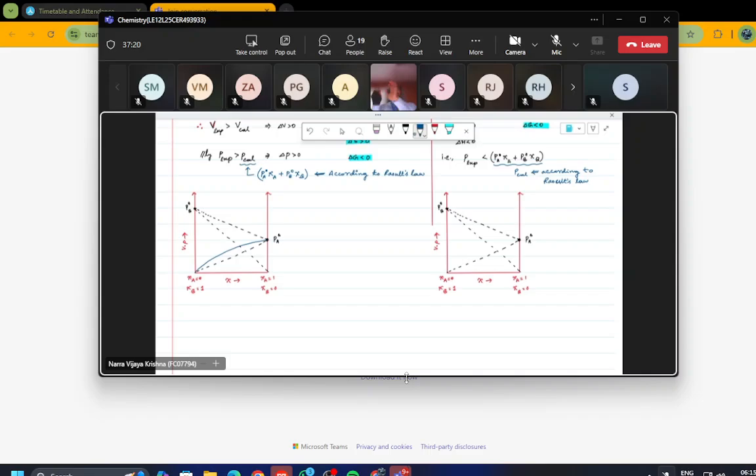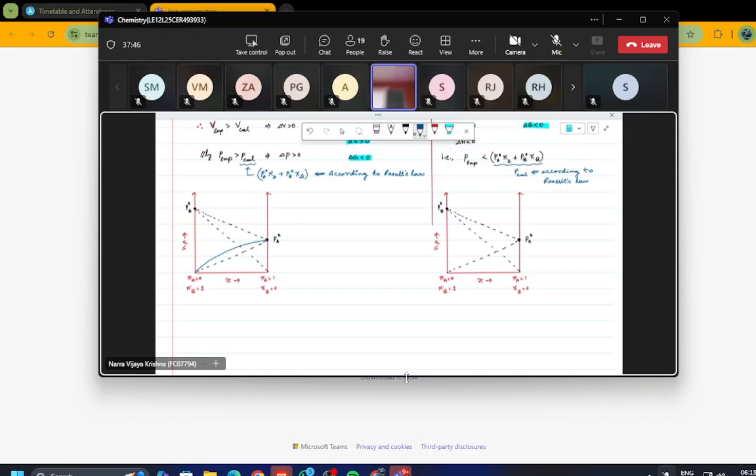It is showing positive deviation, means it is showing more pressure than expected. More pressure than expected means A is converting to vapor readily. At the same time, B is also converting to vapor readily. Reason: attractions between A and B are weak. If attractions are weak, A converts into vapor readily, B also converts into vapor readily. Means PA is more, PB also more. So that's what I am writing.